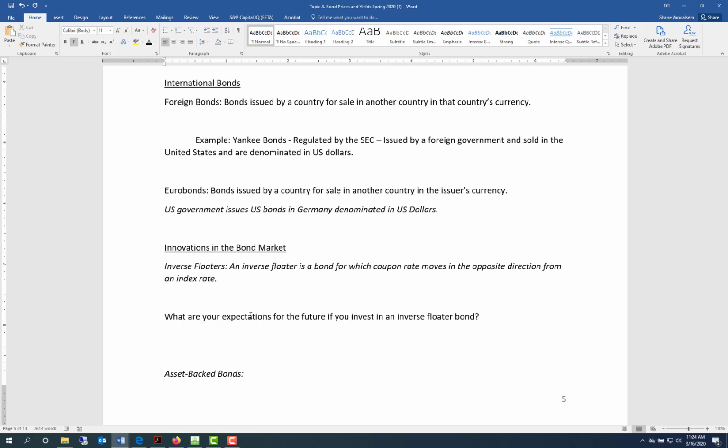the 30-year corporate bond rate, or 30-year U.S. Treasury rate. And so if the Treasury rate went up, then the coupon rate on my bond, my inverse floater, would go down, and vice versa. So if I buy one of these bonds, what are your expectations for the future if you invest in an inverse floater bond? Well, typically, your expectations for the future are that rates are going to decrease, because then your coupon rate would increase.